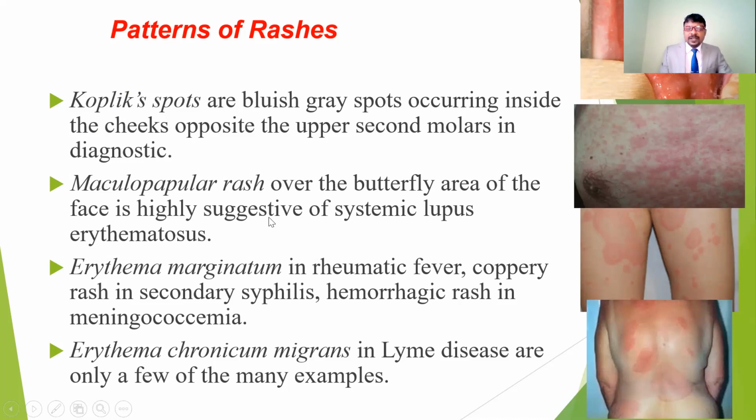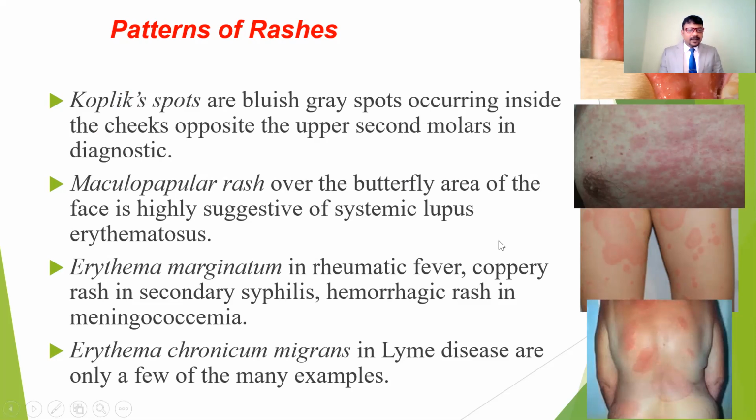The next one is the maculopapular rash. A rash over the butterfly area of the face is highly suggestive of systemic lupus erythematosus. You can see here the butterfly appearance area. It may also appear on the chest or back, all the places. This is an indication of systemic lupus erythematosus. So the fever is there and also the butterfly appearance, which indicates the systemic lupus erythematosus condition.